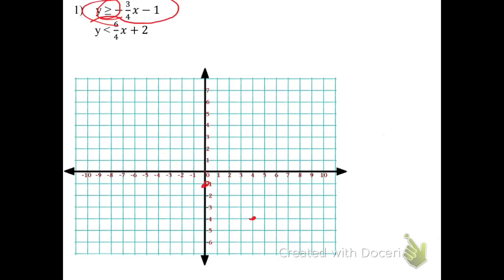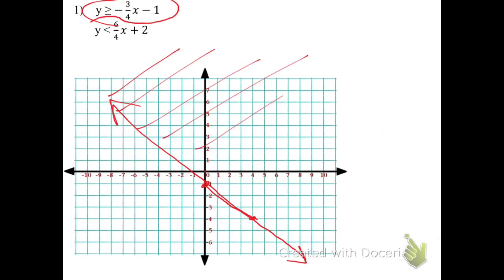It says greater than or equal to. So the or equal to makes it so we can draw a straight line, a solid line. It goes through the points, and now we know where the line's going to go. The greater than part says we shade above the line. And that one is done.